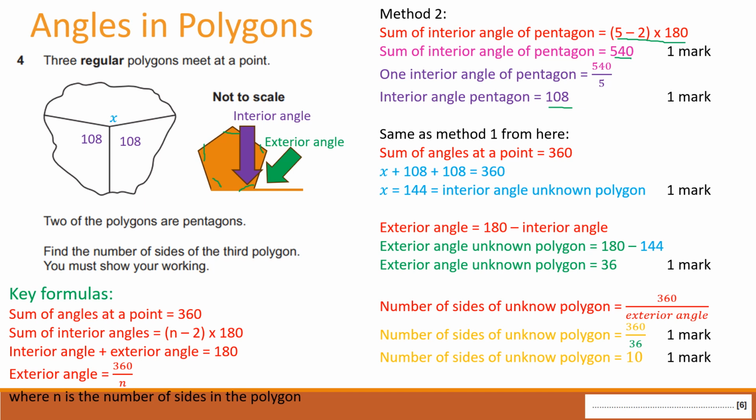The rest of the method, from where I'm just drawing the green line again downwards, is exactly the same as what we did earlier. So you just work out the interior angle of the unknown polygon, then find the exterior angle of the unknown polygon, which was 36, then put it into the formula for the number of sides, which is 360 divided by the exterior angle, which again will give me the total of the 6 marks and a side of 10 for my final answer.